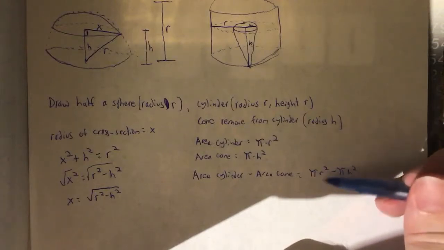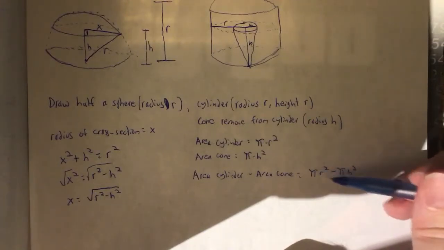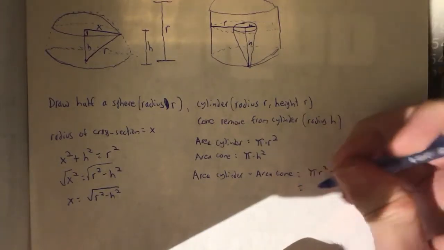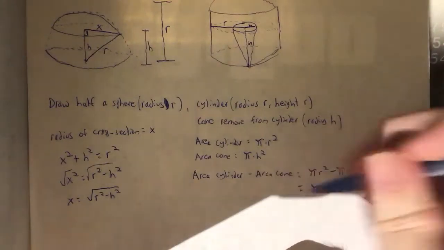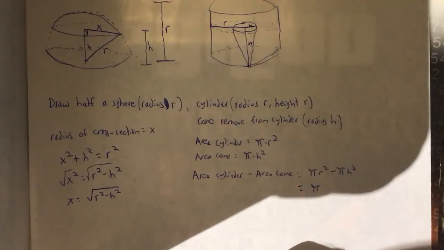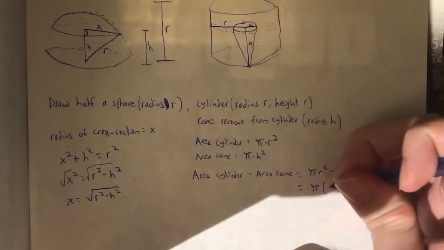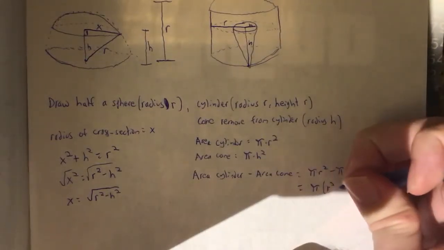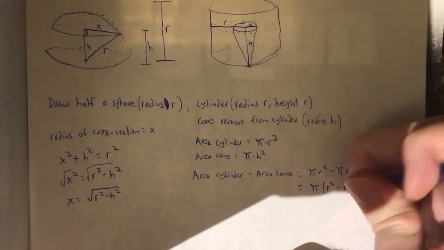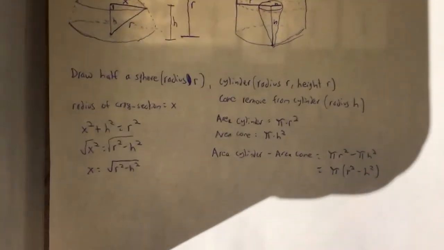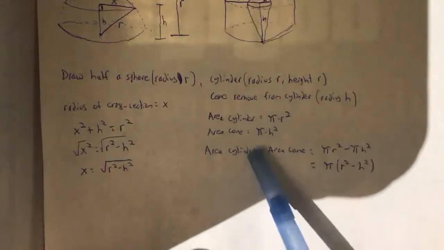Both pieces have a pi in common, so I'm going to factor that out and rewrite it. When you do that, you're going to see it's very similar to over here. So it becomes pi times r squared minus h squared. So that's the area of the cylinder minus cone.